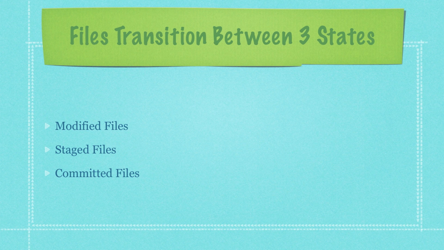Another benefit is those files cannot be changed without Git knowing, and changes are very difficult to lose. Now, basically in Git, files transition between three different states. They're going to either be modified files, which are files that have been recently changed, staged files, which have been marked to be saved, and committed files, which are those that have been saved. Okay, so it's modified, staged, committed.